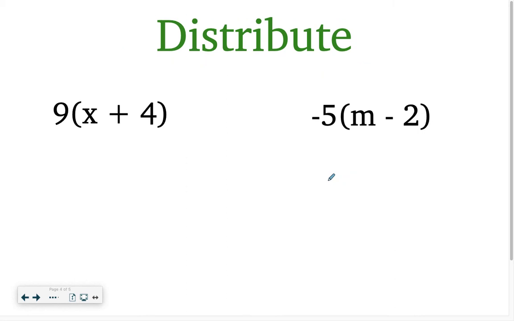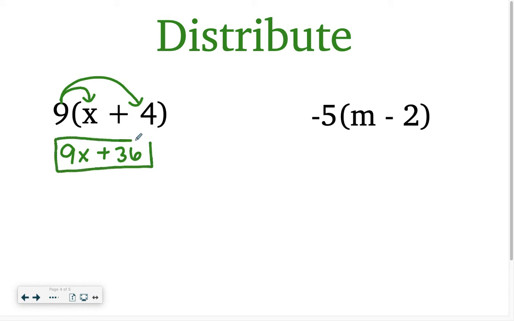Now this next slide is going to show you the more difficult type of distribution, and that's when you have a variable somewhere in the parentheses. So if I have 9 times x plus 4, I would have 9x plus 9 times 4, which is 36. And that's my final answer because I can't combine these two things. That x makes it so I can't just do 9 plus 36.